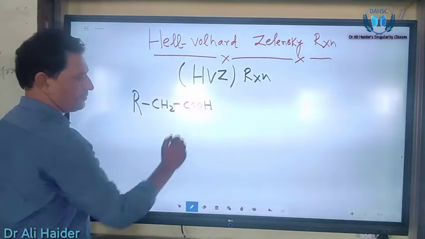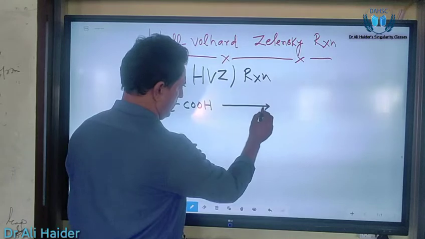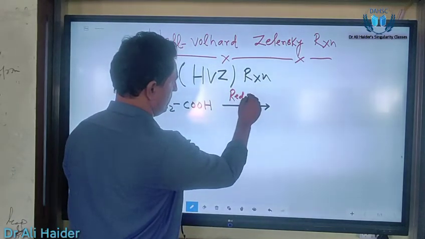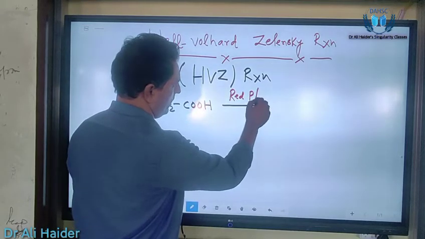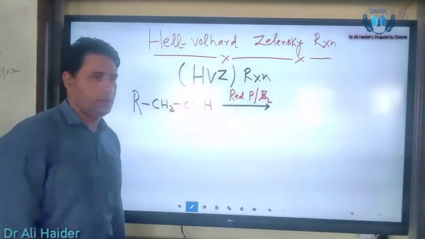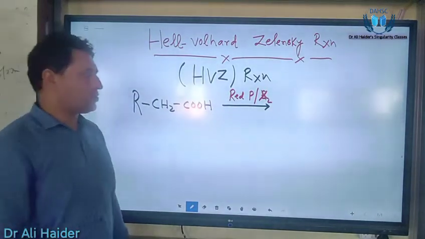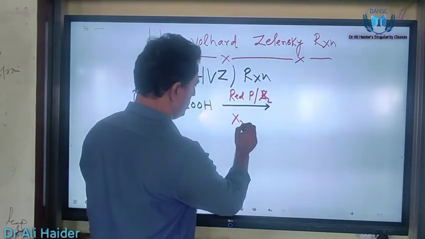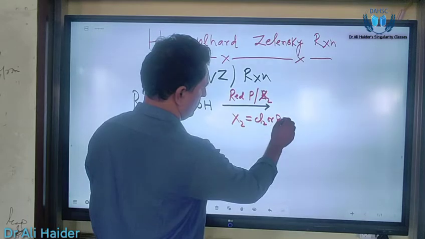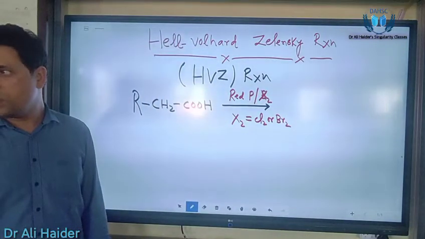RCH2COOH. Fine? We first react it with red phosphorus along with a halogen. Let me take X2 in general. Red phosphorus in the presence of halogen X2, where the halogen can generally be Cl2 or Br2. Generally we take these two halogens, either chlorine molecule or bromine molecule.